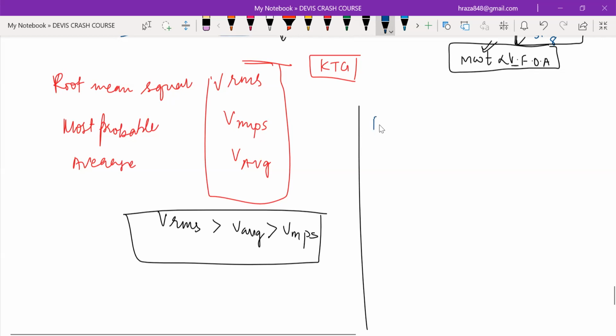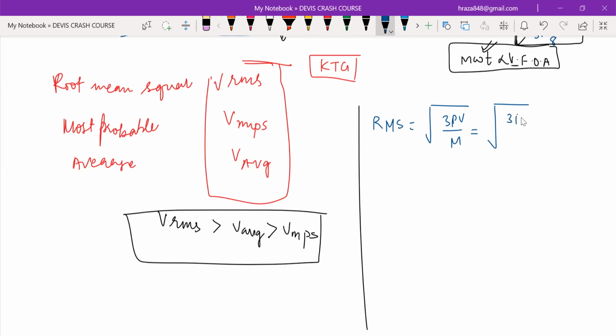RMS is basically under root of 3PV upon M. M is molar mass, and you know that PV is equal to nRT. So I'm going to write n is equal to 1, so PV is equal to RT. For most probable speed, this will be under root of 2PV upon M, and we can also write for one mole, 2RT upon M. Is that clear?